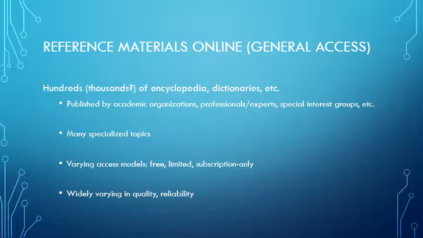In terms of the access models, how the information is available, there are varying models. Some are 100% free. Some, like say the Encyclopedia Britannica, have a limited access model where some information is free, but to get full access, you have to pay a subscription. And some are subscription only with almost no information given away for free, only perhaps a couple samples, and you have to pay a small, sometimes a large subscription to get access to it.